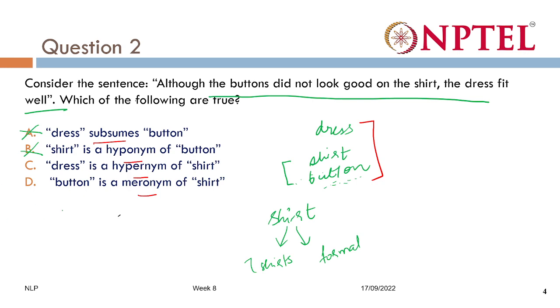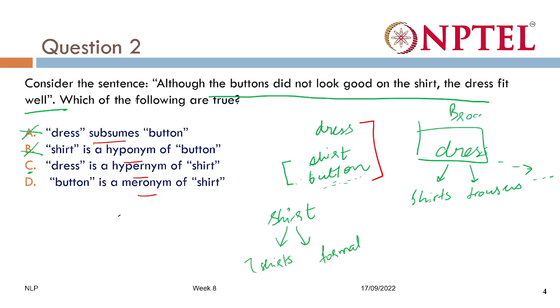But if we see option C, dress is a hypernym of shirt. In the case of dresses, we can have shirts, trousers, and other things. So we can say that dress is a broader category or class, and shirt is a subcategory. So this is completely valid. Whatever is the superclass or the parent class is referred to as the hypernym. Super and hyper, you can remember it this way. And if there was another option, that shirt is a hyponym of dress, that would also have been valid.